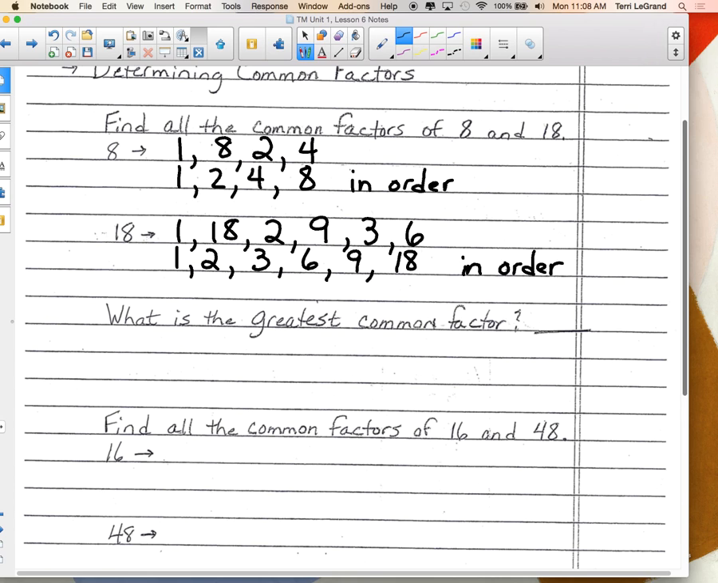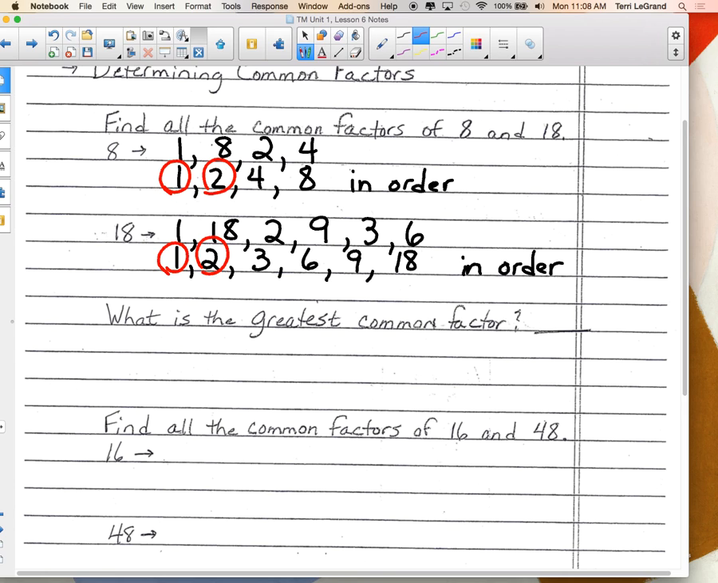So we are going to circle from the ordered list all the ones they have in common. So common factors, well, they both have 1s. They both have 2s. Do we have anything else in common? No, that list has a 4, but this one doesn't. That list has an 8, but that one doesn't. We've run out of options here, haven't we? So the common factors are 1 and 2.